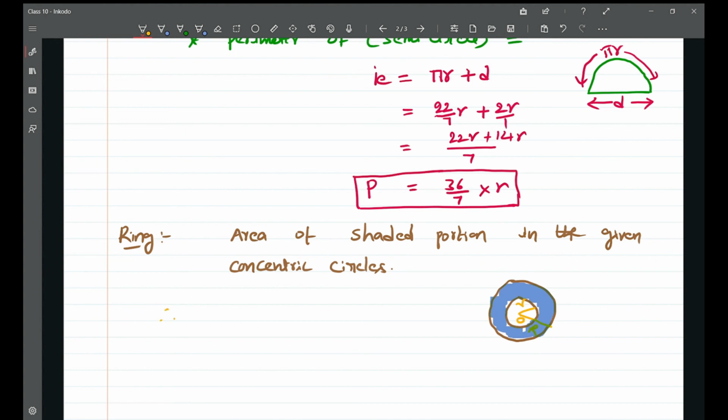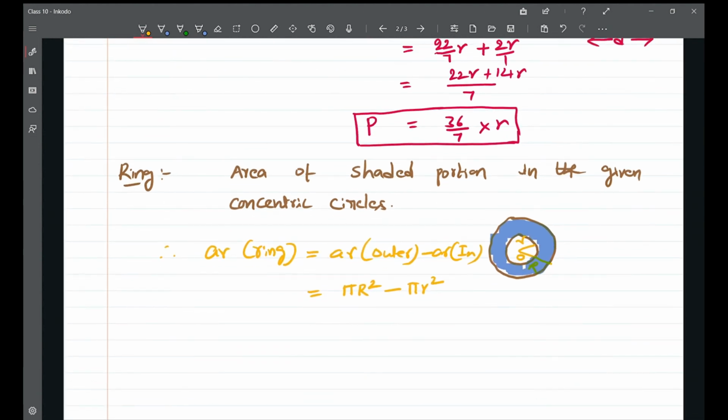Okay, area of ring nothing but area of shaded portion from this figure. Therefore, area of ring or area of shaded is equal to area of outer circle minus area of inner circle. Okay, so what is the radius of outer circle? Capital R. So we can write pi capital R square. And what is the radius of inner circle? Small r. So we can write pi small r square. Now what is the common factor here? Pi is the common factor.